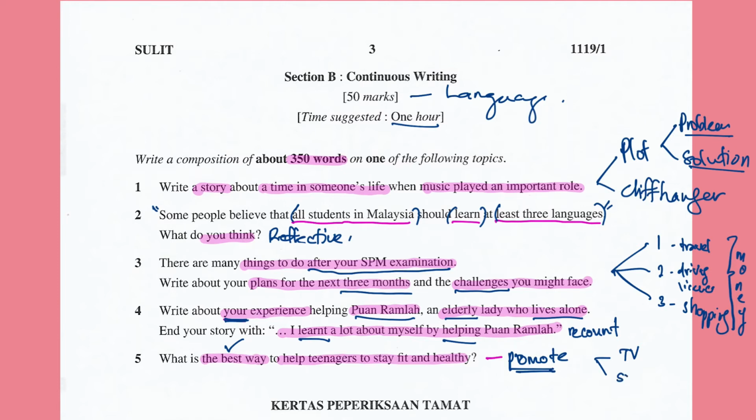Promote via TV and social media, or maybe on the internet. Internet is social media. What else? Printed media. Okay, printed media are newspapers and magazines. I don't know whether we still have that. I still read sometimes, most of the times. Books, okay? Oh yeah, maybe through publishing, books, storybooks. That's how we promote teenagers to stay fit and healthy.